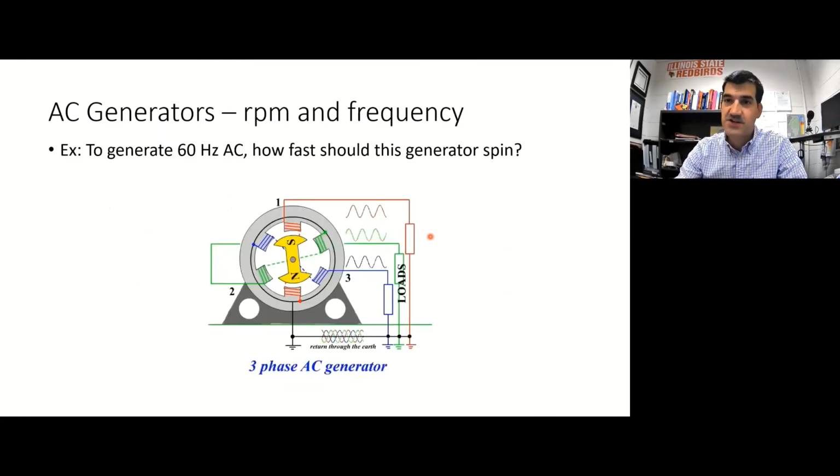All right, so let's do a couple of examples here. Let's take this generator that we looked at a few slides back. And the question is, if I want to produce 60 hertz AC output, how fast should the rotor of this generator spin? Take a few minutes or however long is necessary and do this calculation. How fast should this generator spin?